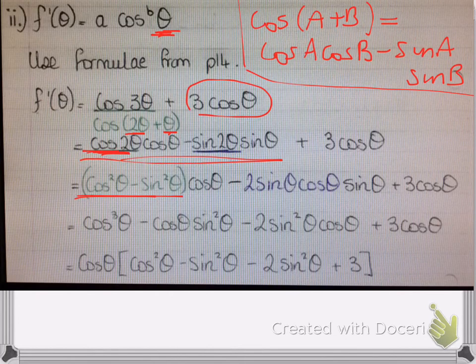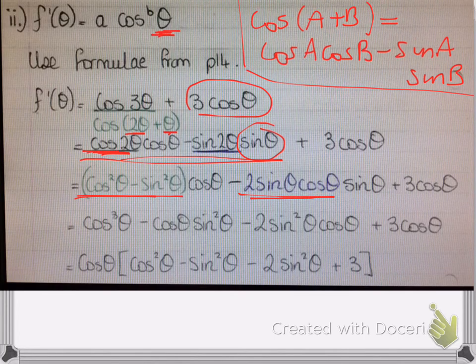Now, if you look in the log tables, you want to get rid of sine. So I've got a sine 2 theta. Sine 2 theta is the same as 2 sine theta cos theta. So I've substituted in for that, and that is being multiplied by sine theta there. Then I bring down my plus 3 cos theta. So slowly but surely we're getting there, okay? We're going to try and get rid of our sines.